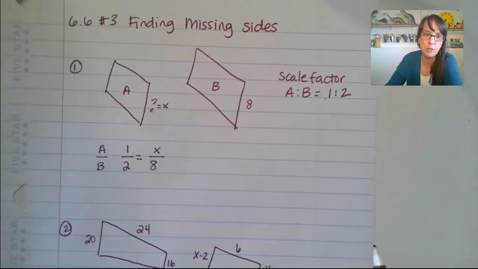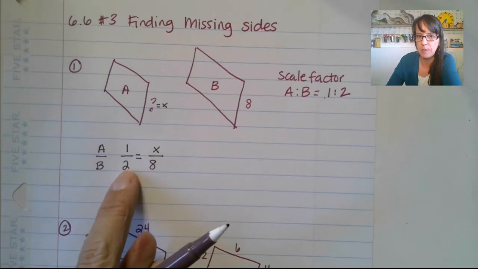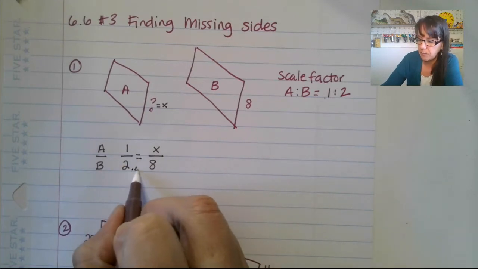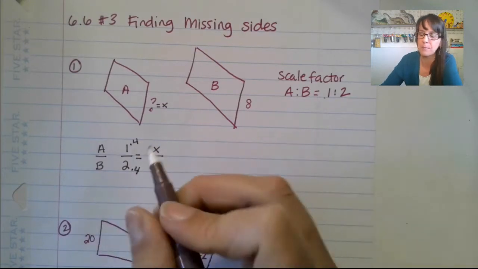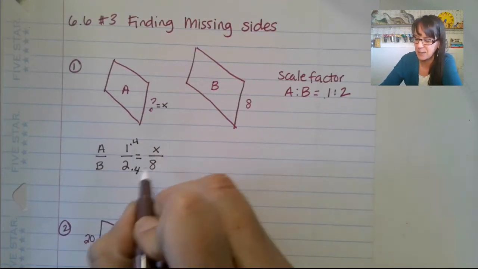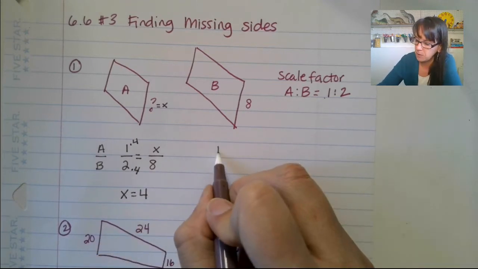And now we can do two things. We can cross multiply, or we can look at this and say, oh, hey, if I multiply 2 times 4, I would get 8. So let's do it upstairs. 1 times 4 is X. So X equals 4. Another way of doing that is cross multiplying.